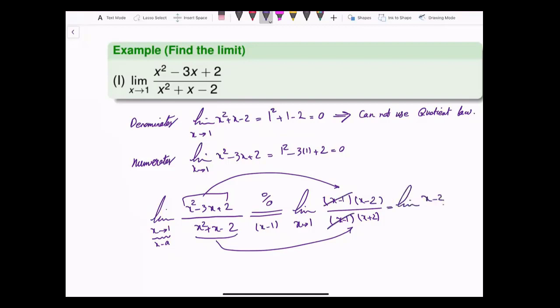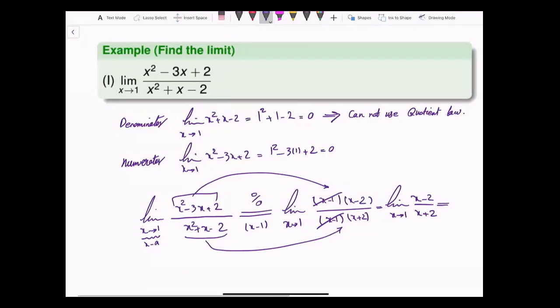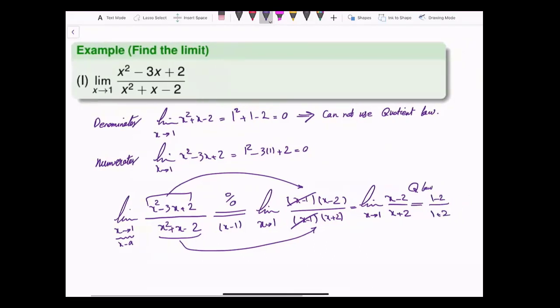Now you have a new limit. This limit is a new one, so you should go from top to bottom, which is, can we apply the quotient law here? Yes, in this case, actually, you can apply it because the limit of the denominator is 1 plus 2, and the limit of the numerator is 1 minus 2. That will give us minus 1 over 3. So this limit, after doing much of the work, is negative 1 over 3.